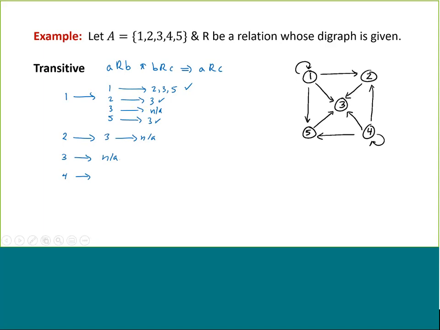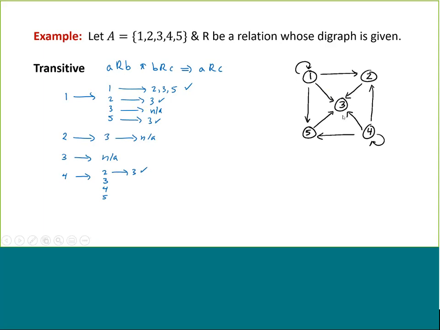So from 4, you can go to 2, you can go to 3, you can go to 4, or you can go to 5. If you go to 2, you can then go to 3. And so then you check, hey, can I go directly from 4 to 3? And the answer is yes. So that one's in the original relation. That length 2 path is in the original relation.